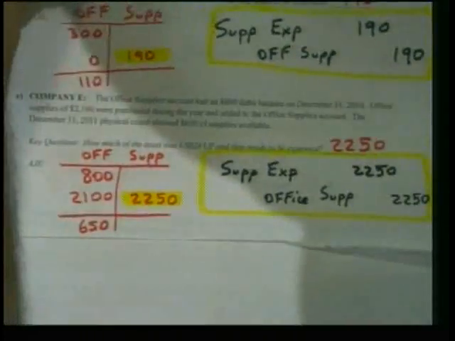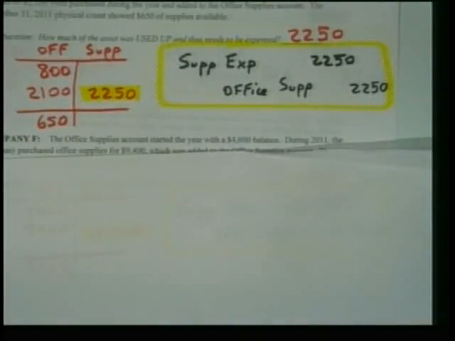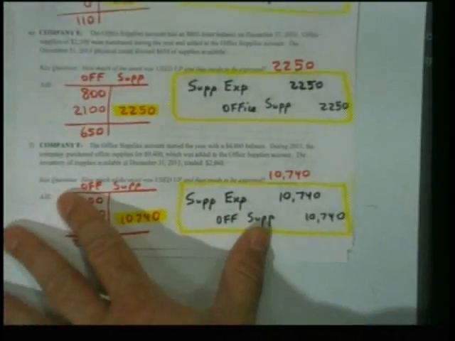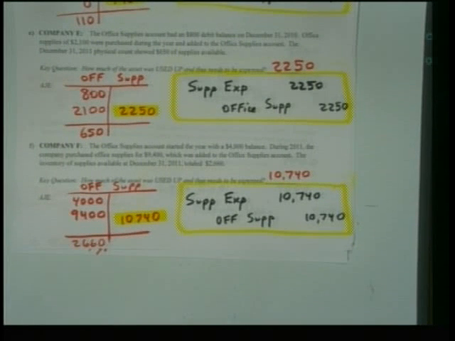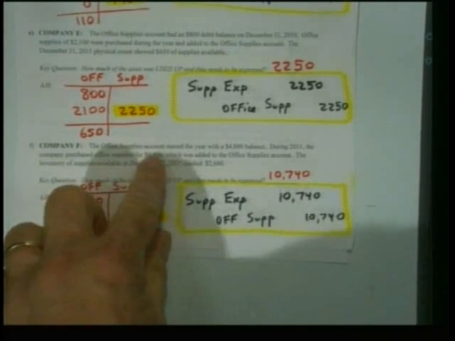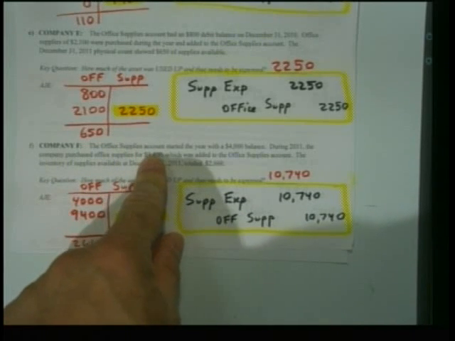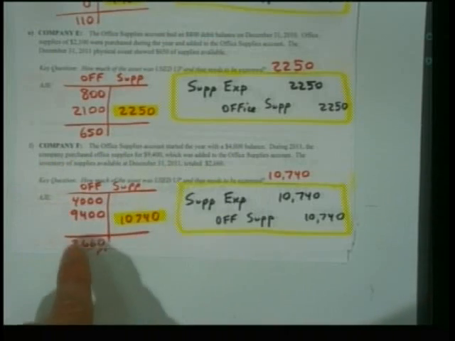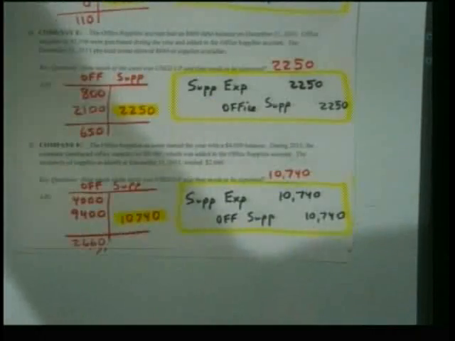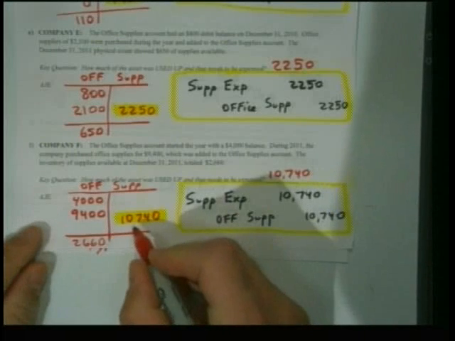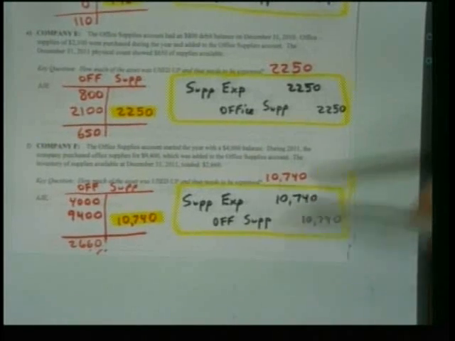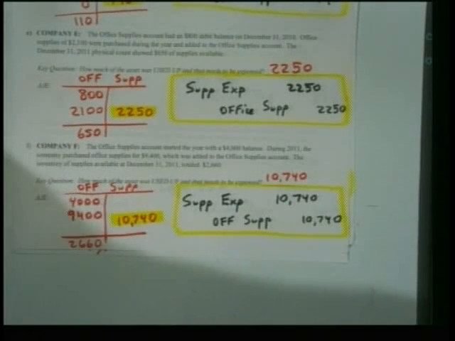Last situation on this worksheet, company F. We started with a $4,000 balance. During 2011, they purchased office supplies for $9,400, and that was added to the office supplies account. The inventory supplies available totaled $2,660. Thus, we used up $10,740, right? And thus, that is our journal entry, or adjusting journal entry, more specifically. Cool? Questions on that?